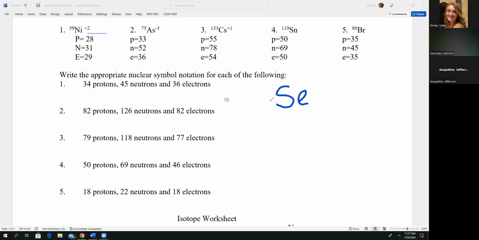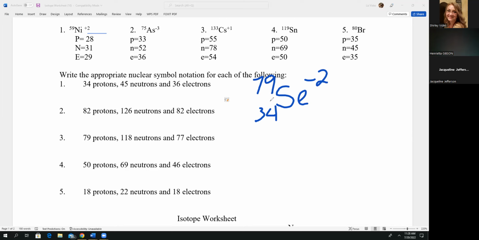We know that 34 plus 45 gives us the atomic mass. So 34 goes down here, and then 34 plus 45 is 79, right? So 79 goes up here. And then we have 36 electrons, which means we gained 2. So we have a charge of negative 2. You see that? That's how we built that one.